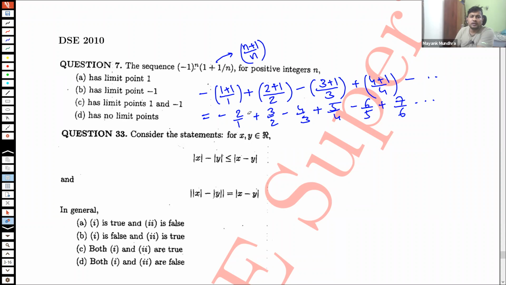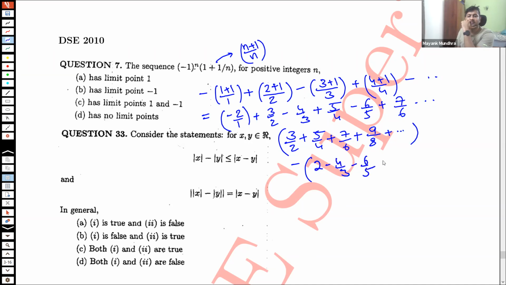So now I want to find its limit. Let us club the negatives on one side and club the positives. So the positives are 3 by 2 plus 5 by 4 plus 7 by 6 plus 9 by 8 and so on. Plus, sorry, minus of 2 plus 4 by 3 plus 6 by 5 plus 8 by 7 plus 10 by 9 and so on. I've taken the minus outside.